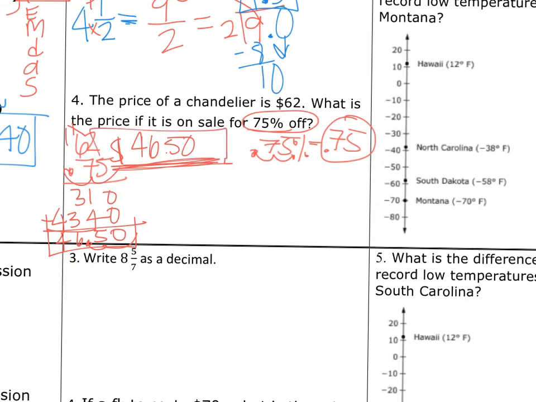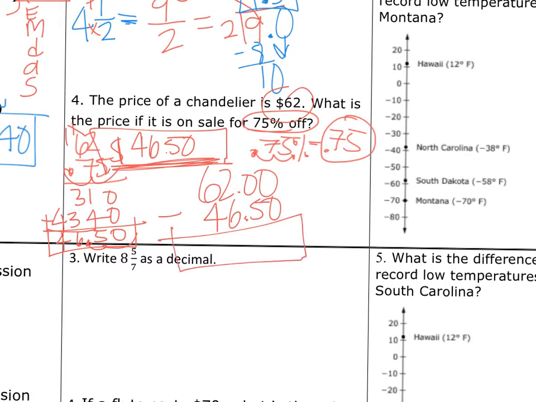That's how much you're getting it off. So you have $62 minus $46.50 because that's the discount. And whatever you get here, now that's your answer because that's going to be the new price of the chandelier. So let's subtract this really quick. 0 minus 0 is 0. 0 minus 5, you can't do that. You got to borrow. 10 minus 5 is 5.